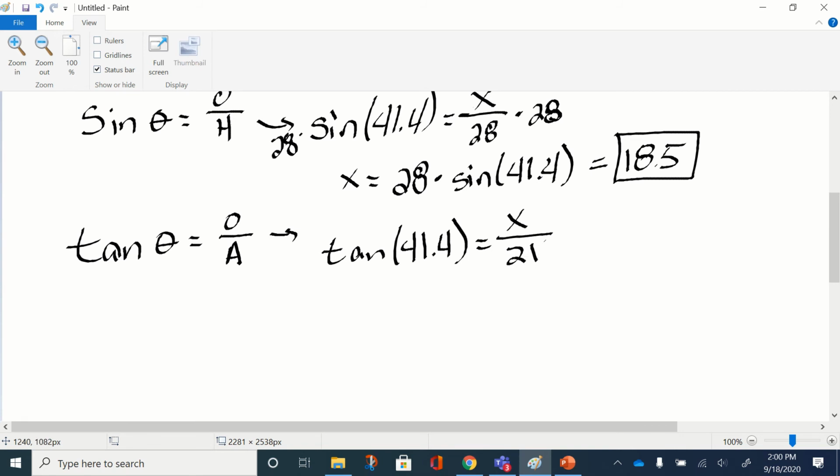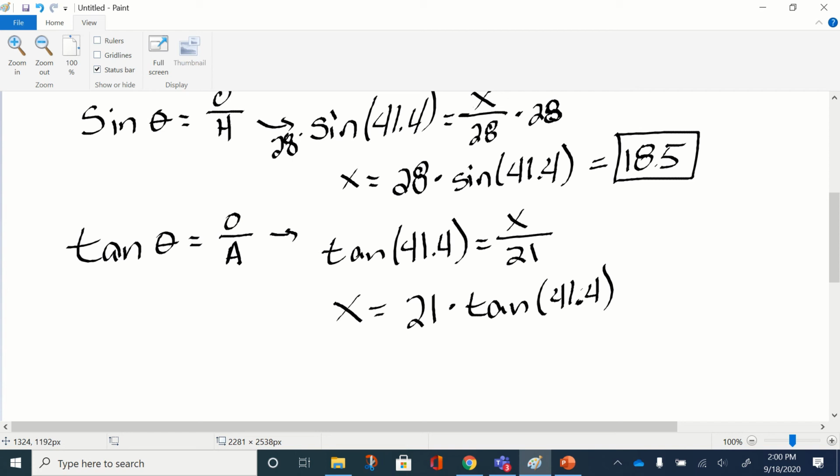We're going to solve this the exact same way that we solved the last one, right? You've got 21 in that denominator. You need to get x by itself. To undo division, you multiply both sides. So x is equal to 21 multiplied by the tangent of 41.4. Notice how similar this looks to sine. The only difference is the number that we have out front. That's very important because sine and tangent are two different functions.